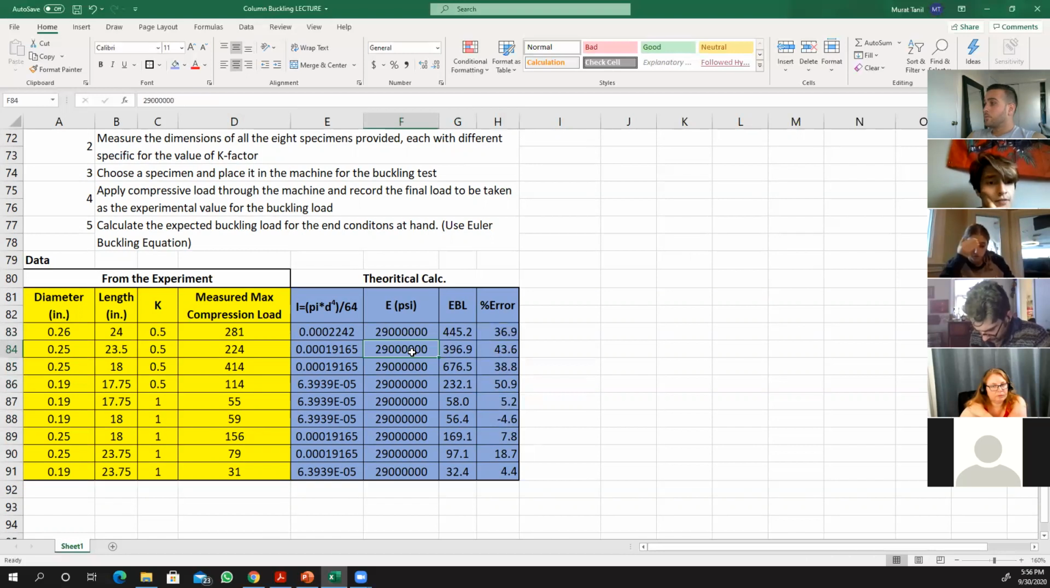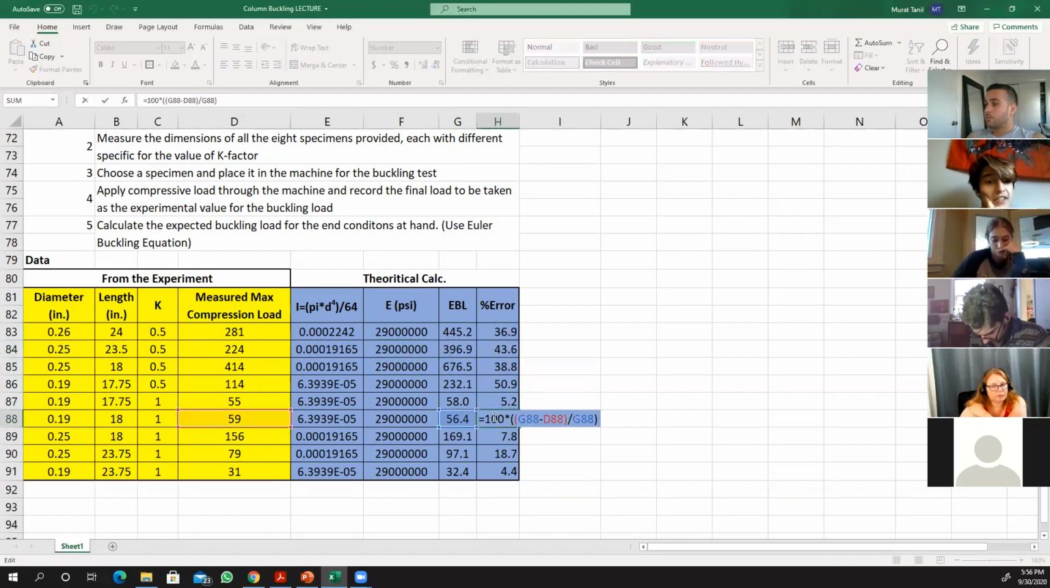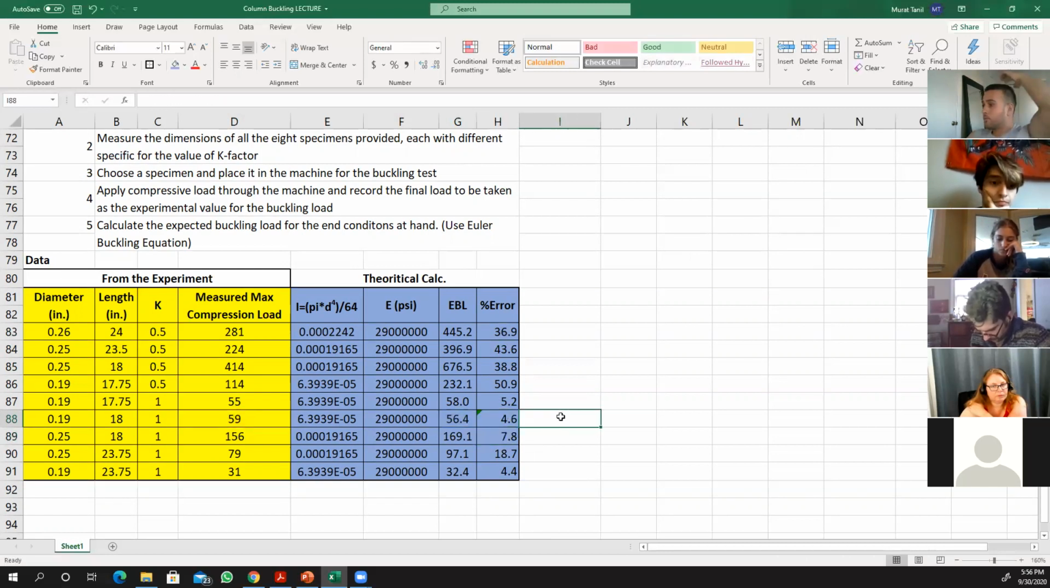Why is it negative? It shouldn't be negative, right? It has to be an absolute value, so it has to be positive. You have to change the equation, or just multiply by negative. But it should be positive all the time. Percent error should be positive. It tells you there is 50% error. This is almost half of what was calculated.